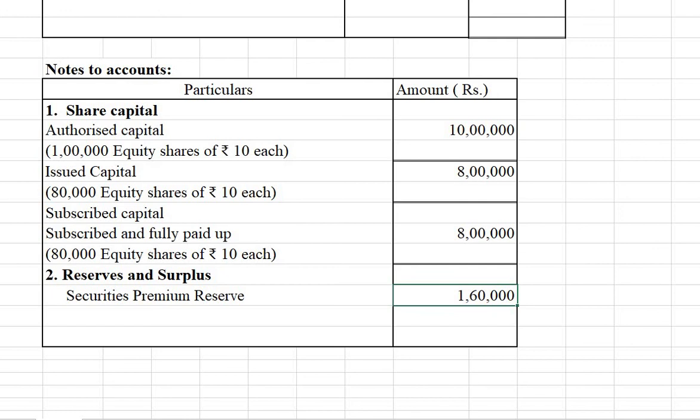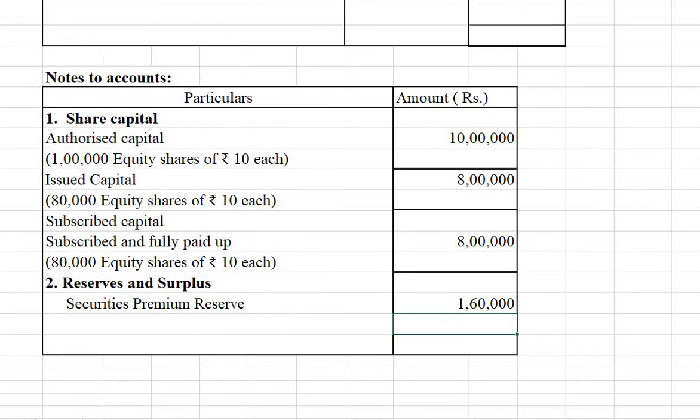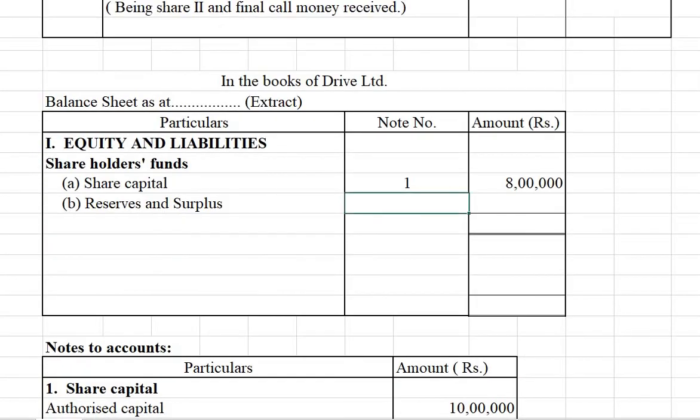80,000 shares of rupees 4 each is the application money, but out of that 4 each, 2 rupees is capital value and 2 rupees is premium. So 80,000 into 2 rupees only. Okay, so 1,60,000. That can be written here, reserves and surplus, note number 2, 1,60,000 rupees. So the liability side of the balance sheet is over. That means all the extract of entries are over.